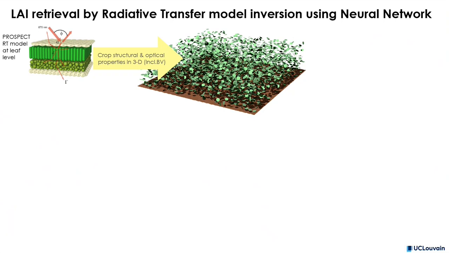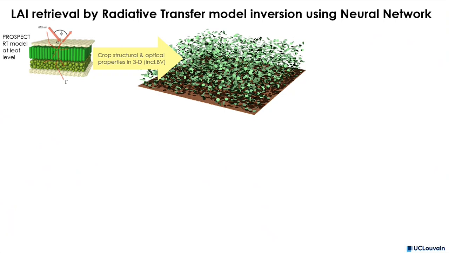To do so, we base the approach on a radiative transfer model which mimics the physics of the electromagnetic properties of the different surfaces interacting with the sunlight. For instance, at leaf level, the PROSPECT radiative transfer model is a major achievement to simulate the behavior of a leaf with regard to the sunlight.